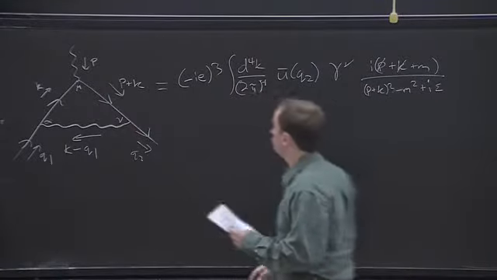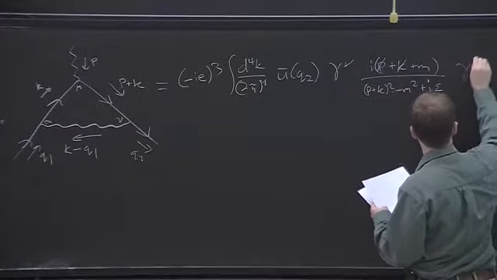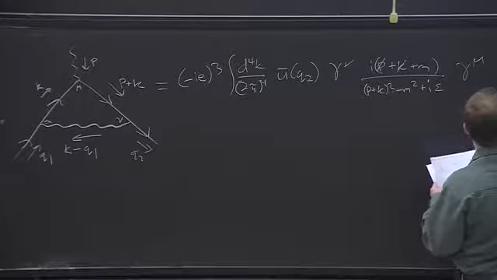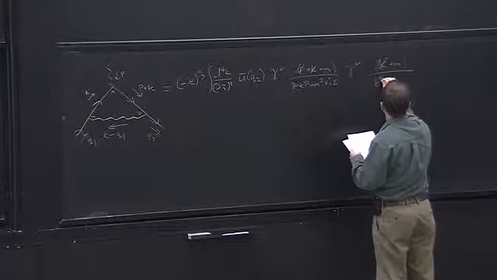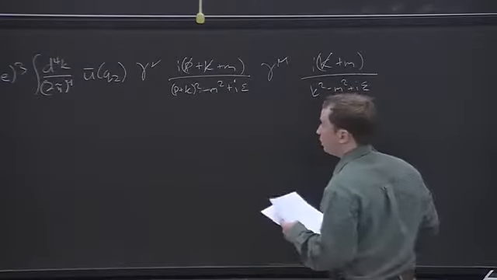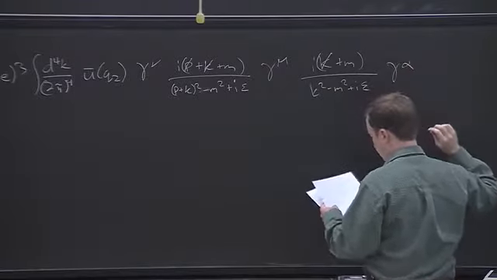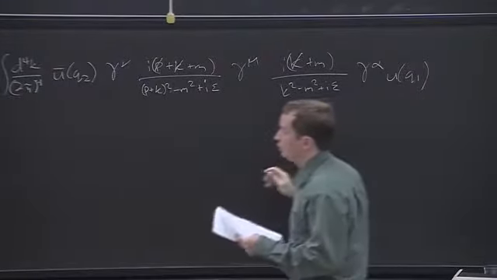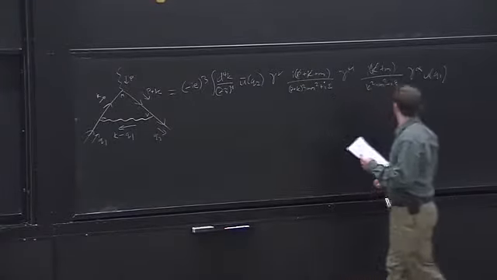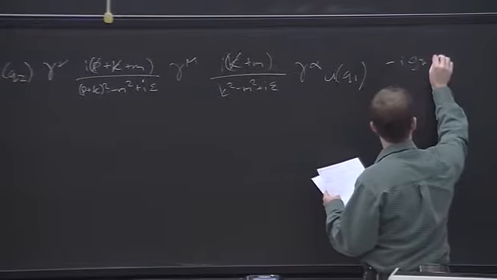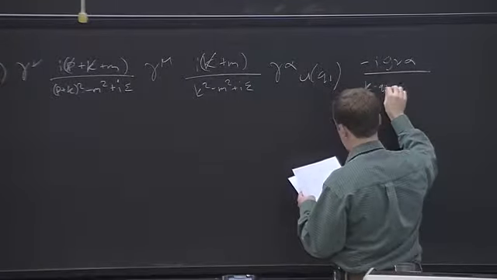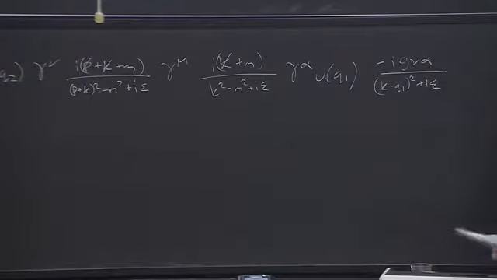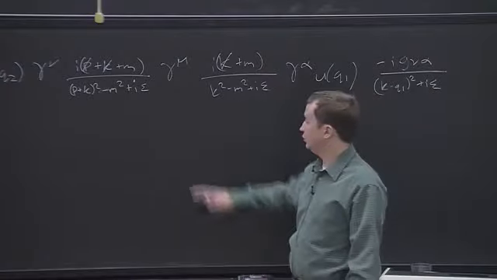Then we have the vertex μ, so we get a γ^μ. Then we have the fermion propagator with momentum k, i(k-slash plus m) over k squared minus m squared plus iε. Then we have the vertex α. And finally, the u of q1. And we've left off the internal photon propagator, which in the Feynman gauge is just minus i g_να over (k minus q1) squared. So that's it. We have all of the tools we need to calculate this.